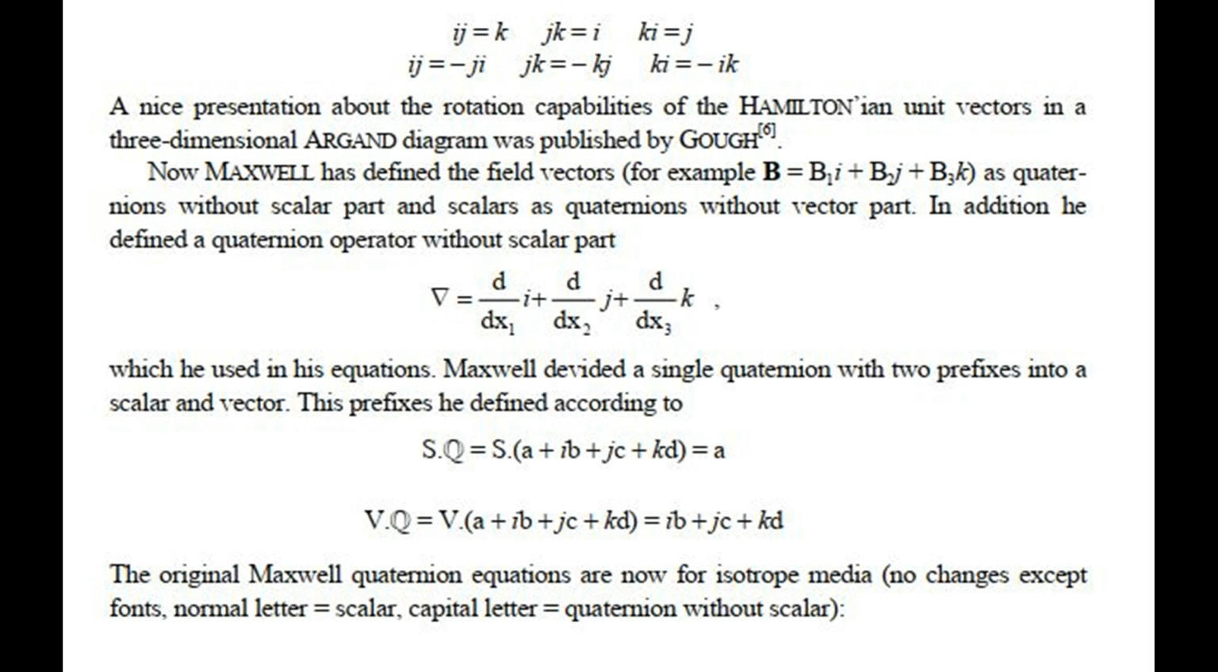In addition, he defined a quaternion operator without scalar part, which he used in his equations. Maxwell divided a single quaternion with two prefixes into a scalar and vector. These prefixes he defined. According to the original Maxwell quaternion equations, which are now for isotropic media, there are no changes except fonts: normal letter equals scalar, capital letter equals quaternion without scalar.